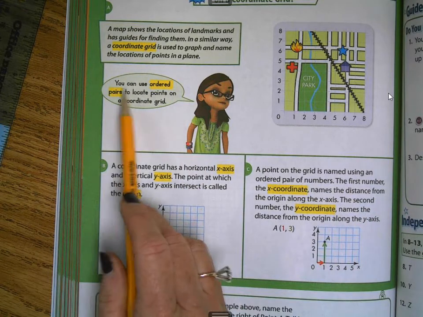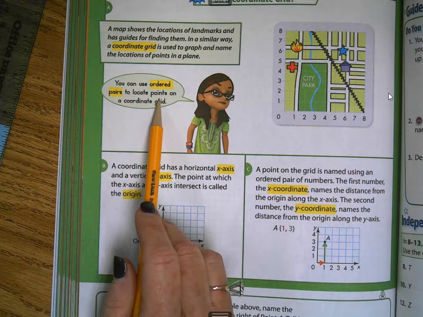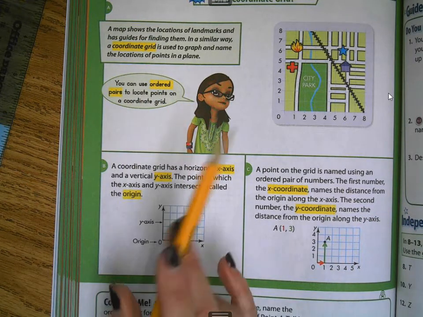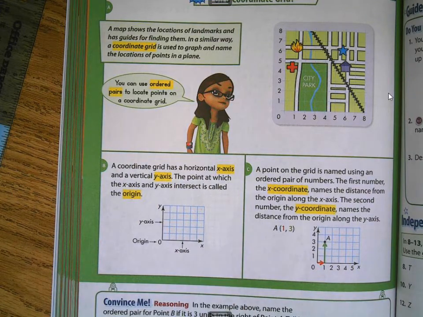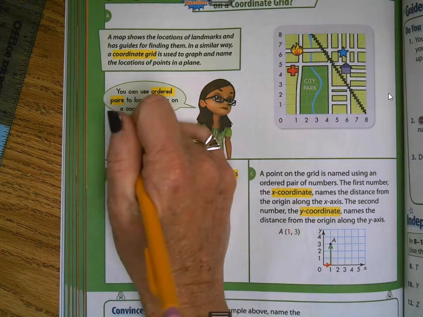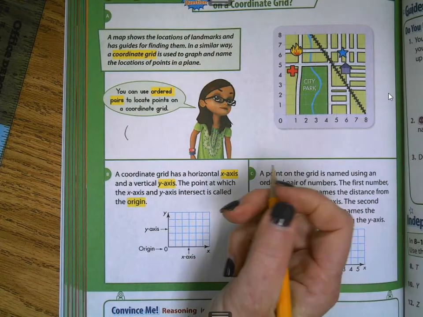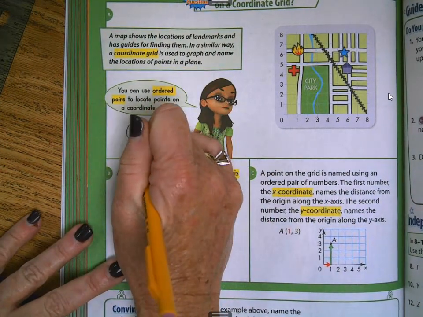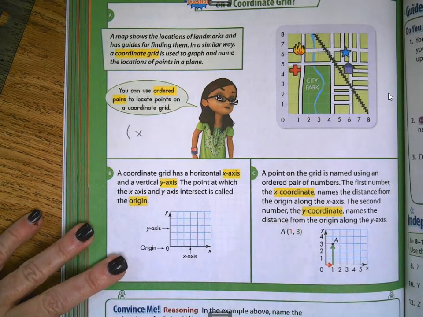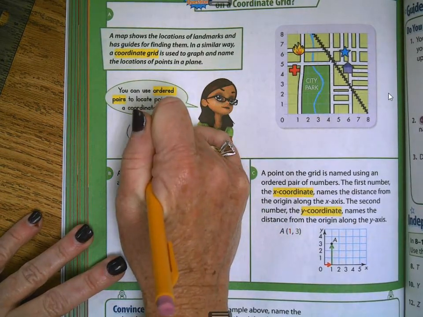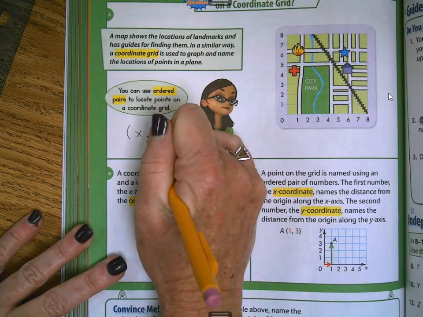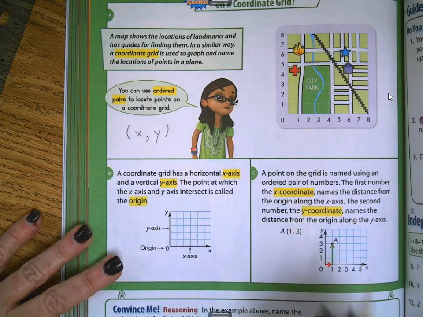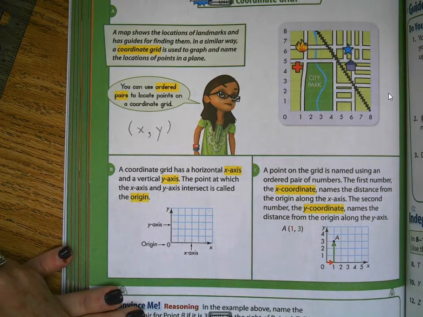So you can use ordered pairs to locate points on a coordinate grid. And they're ordered pairs because they always work the same. So when we write ordered pairs, we use a set of parentheses. So we start with the left parenthesis and we write the x-axis value. We use a comma to separate it from the y-axis value, and then we close the ordered pair with a parenthesis.